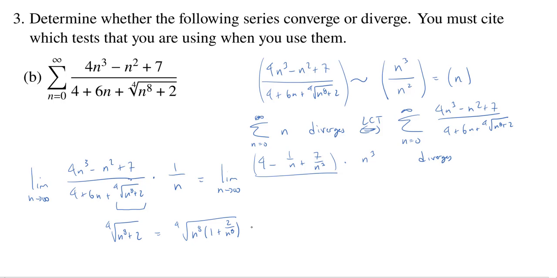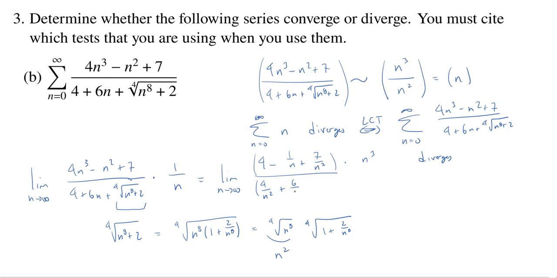And then I can break up this fourth root as the fourth root of n to the 8th and the fourth root of 1 plus 2 over n to the 8th. And of course, this piece right here is just going to equal n squared. Okay, so that's where I'm getting an n squared. That's how I'm going to get an n squared out of this fourth root part. The other bits are not nearly as challenging. I just pull the n squared directly out.